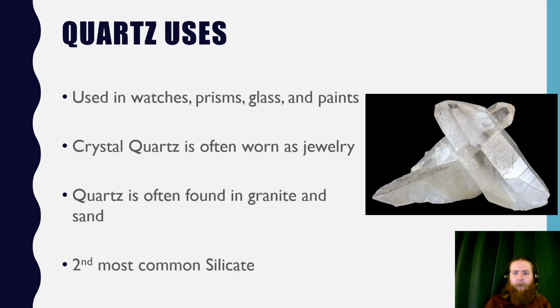Some uses for quartz are they're used in watches, inside of prisms, and they're used to make glass and paints. Crystal quartz can often be worn as a cheaper alternative for jewelry. And we can find quartz in granite and sand. It is our second most common silicate.